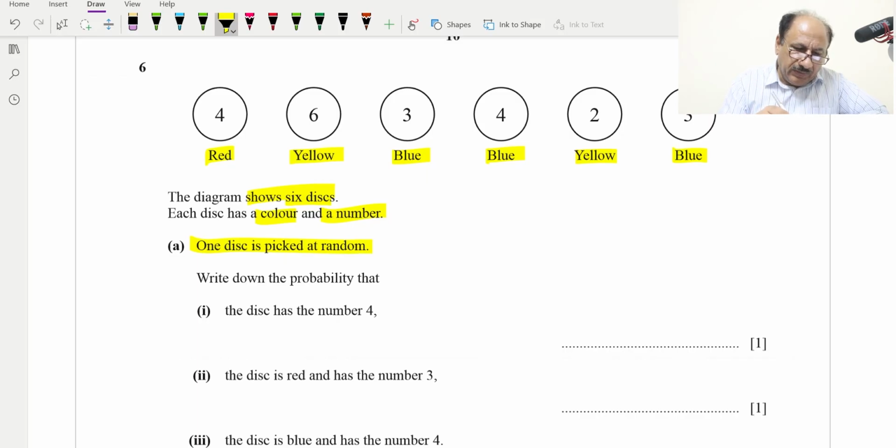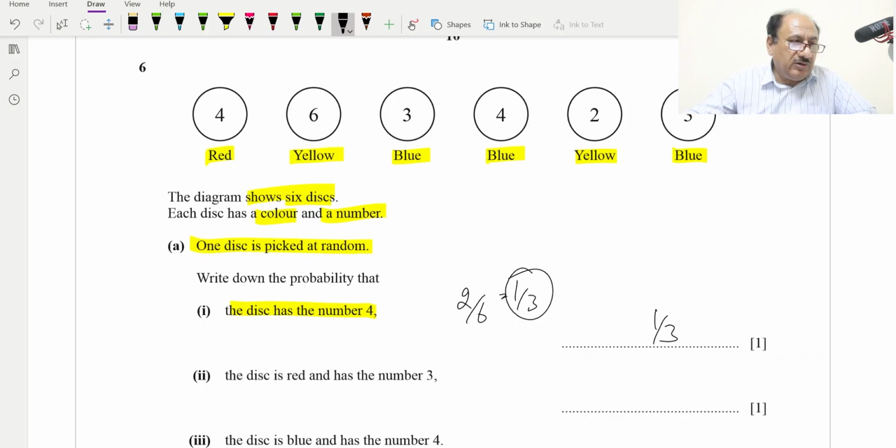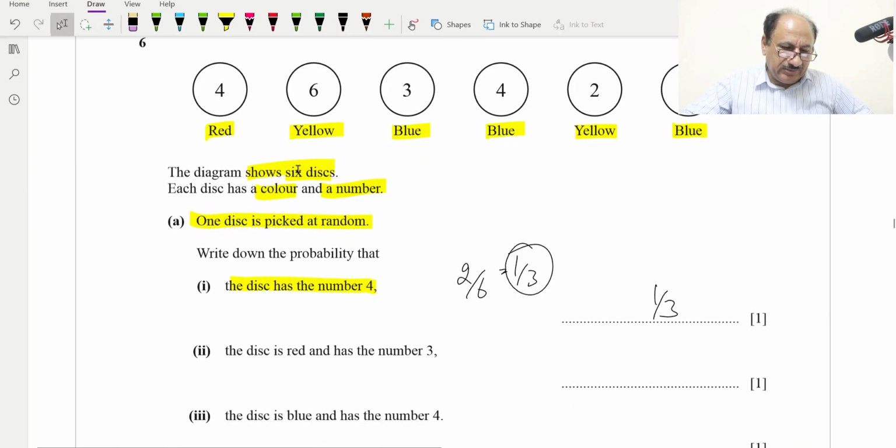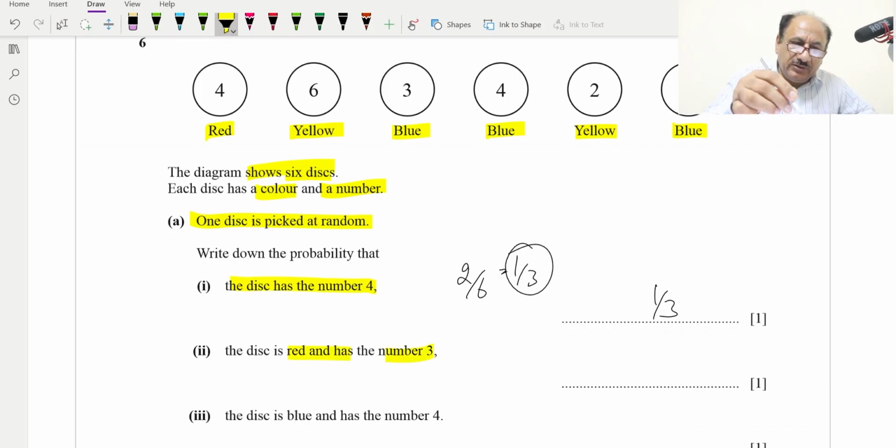So the disc has the number 4. For the probability of 4, there are two 4s, and out of 6 is the total, so it will be 2 out of 6, which we can write as 1 by 3. So 1 by 3 will be the answer for this one. Next is the disc is red and has the number 3. Red and number 3, there is no disc with number 3, so the probability for getting this will be 0.